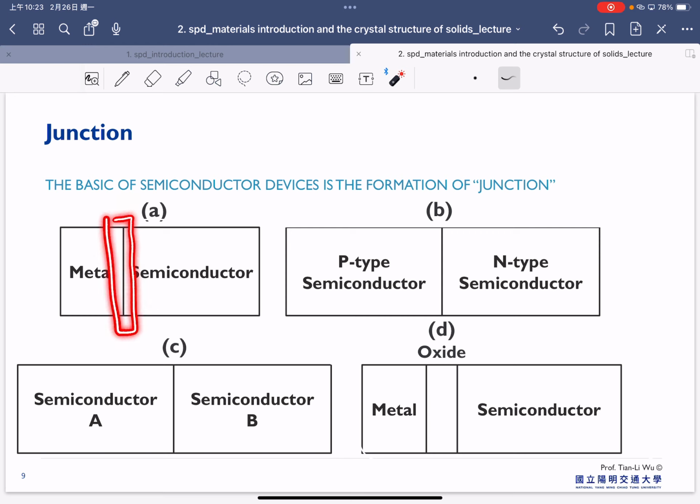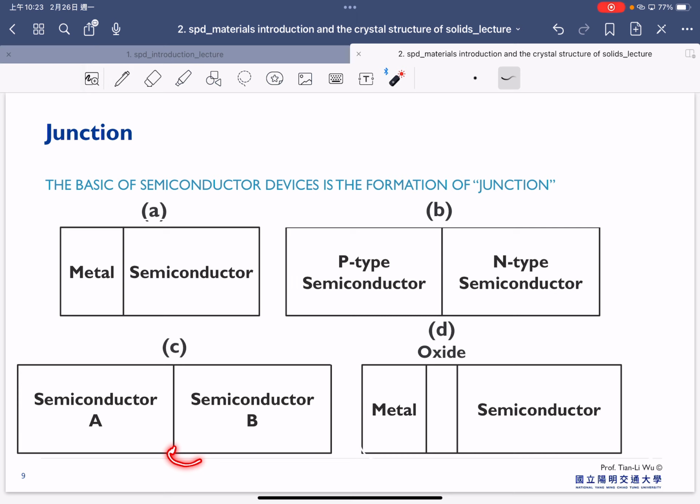The second case is something that we already mentioned: if we put the P-type material connected with the N-type material, for sure there could be something happening in this region. It's also possible that we put 2 different materials together. In the previous case, it was always the same material, like silicon, but with different doping. In this case, it can be 2 completely different materials.